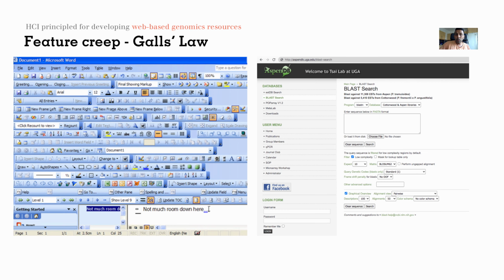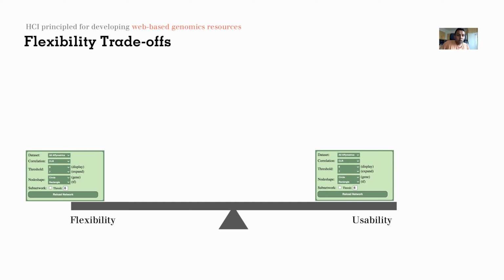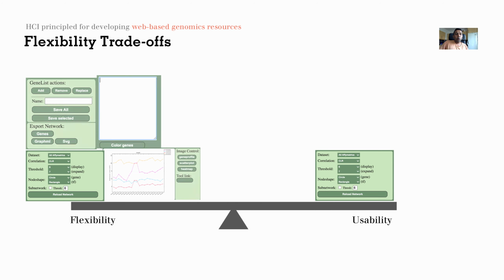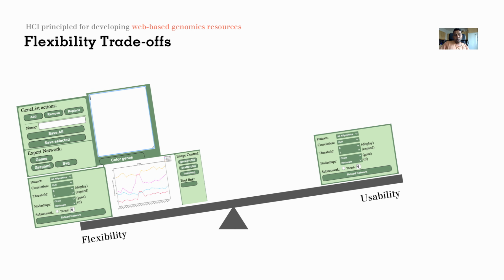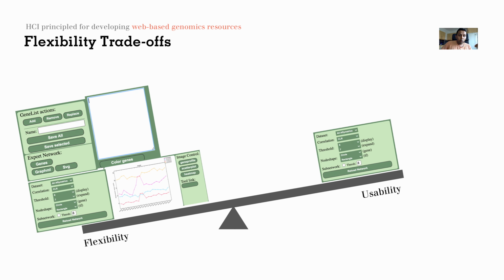For example, in this tool, you are familiar with the word processor with a lot of functions. Most of the users are confused or find it pretty useless to have this many functions. The same principle applies to our tools. When we add more functions to the tool, the flexibility of the tool increases, but the usability, meaning how the user can use these functions, decreases. So we want to find the balance.